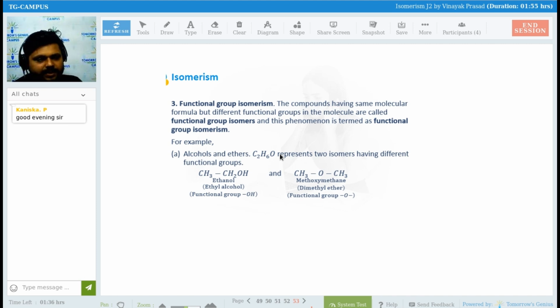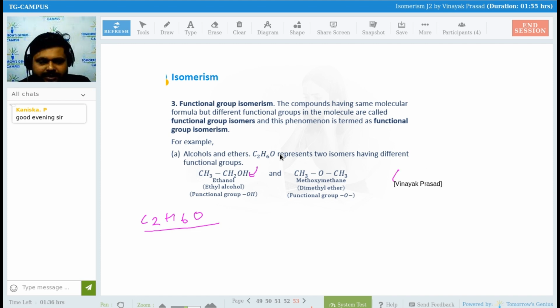See, what is this functional group isomerism? What is here? CH3, CH2, OH is there, right? This is one functional group. That is alcohol. But if you see the number of carbon, that is 2 carbon, so C2. Number of hydrogen, that is 6. C2H6 is there, and O is there, right? This is the number of carbon, hydrogen, and oxygen.